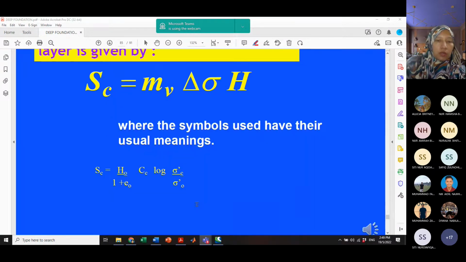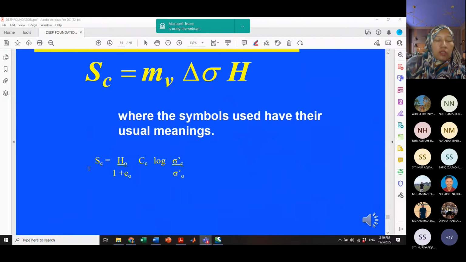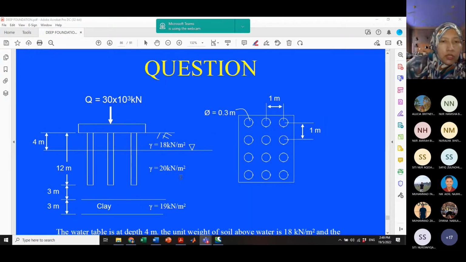If you look at the bottom part, we have another equation, which is the primary consolidation settlement equal to H0 over 1 plus E0, times CC log sigma C over sigma 0. H0 is the initial thickness of the soft clay, E0 is the initial void ratio, CC is the compression index, sigma C is the pre-consolidation pressure, and sigma naught is the initial overburden pressure.